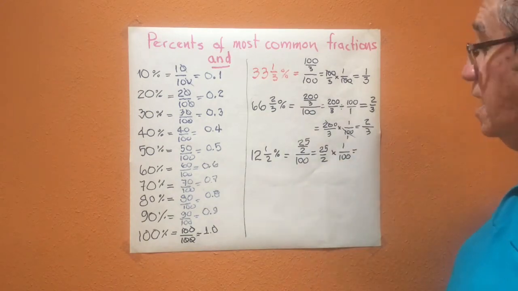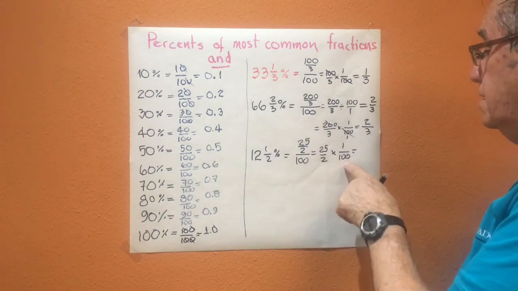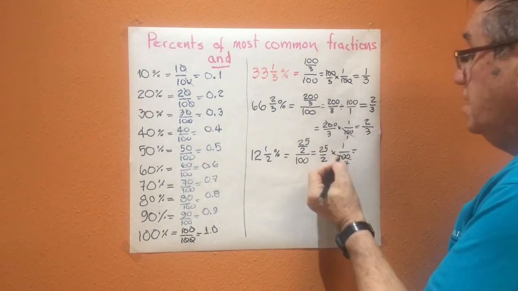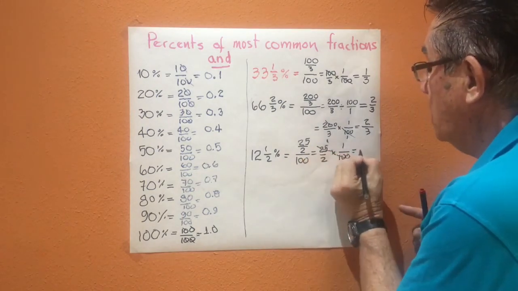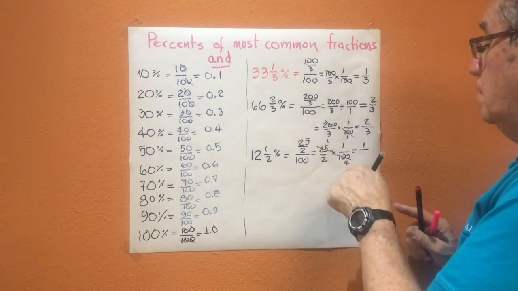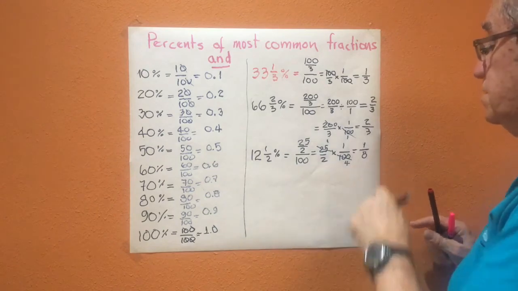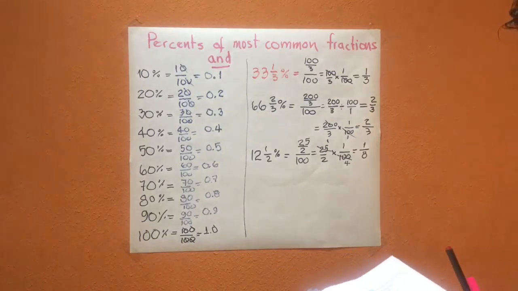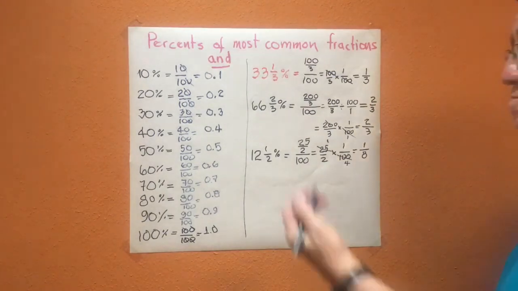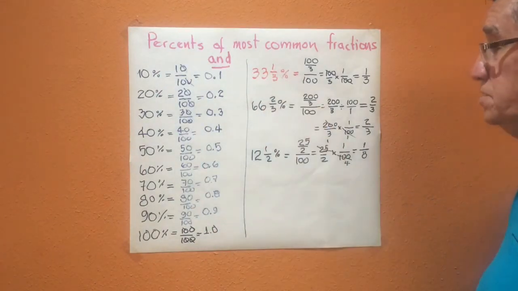Well, let's cancel out. How many 25s are there in 100? There are 4. And how many 25s are there in 25? 1. So 1 times 1 is 1. 2 times 4 is 8. So 12.5% is equal to 1/8. All right? I think now you can understand how you can change very easily percents that have fractions as a percentage.